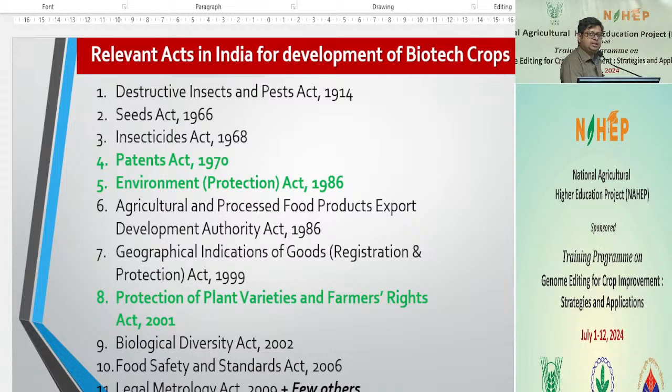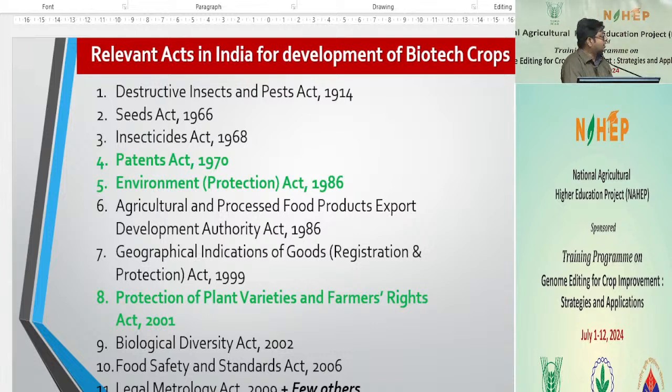Biological Diversity Act, I mentioned, you cannot send any material outside India without taking permission. Then Food Safety and Standards Act 2006. So this Environment Protection Act is for environmental release. For example, if you want to release something in the environment, this act comes into force. I'm talking about genetic product. I'm not talking about the SDN1 exogenous free DNA, although they have also been notified to be exempted from the Food Safety and Standards Act.